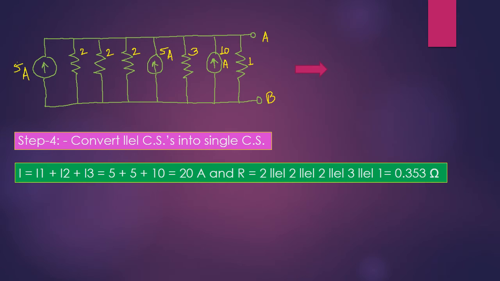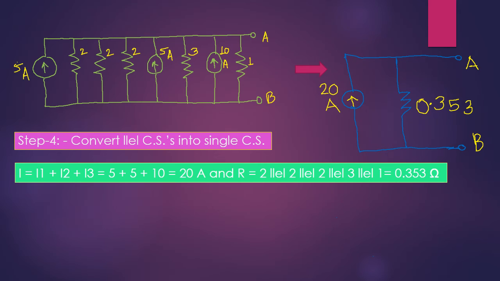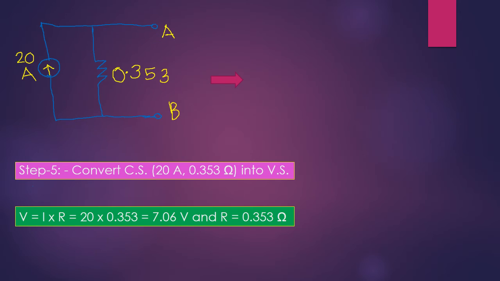All the resistances are parallel connected, so their parallel combination is 0.353 ohms, which you can calculate using a calculator. So what do you get in the next circuit? This is the conversion of parallel current sources into a single current source, where you are finding 20 ampere and 0.353 ohms internal resistance. Here you have this particular current source where you applied step number 4 with the equations shown.